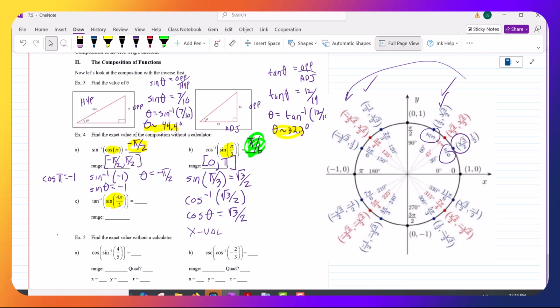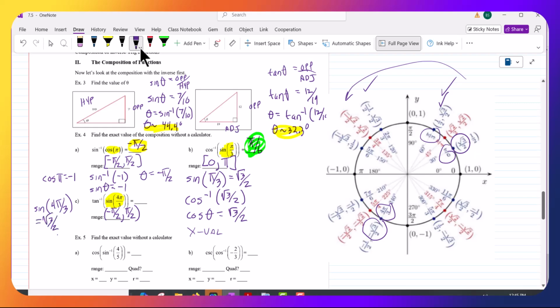Okay, now we got the tangent. So on this problem C, the inverse tangent has a range negative pi over 2 to pi over 2, excluding those two. So we have to start by doing the sine of 4 pi over 3 and seeing what that is. So the sine of 4 pi over 3, locate 4 pi over 3, which is here. The sine is negative square root of 3 over 2.